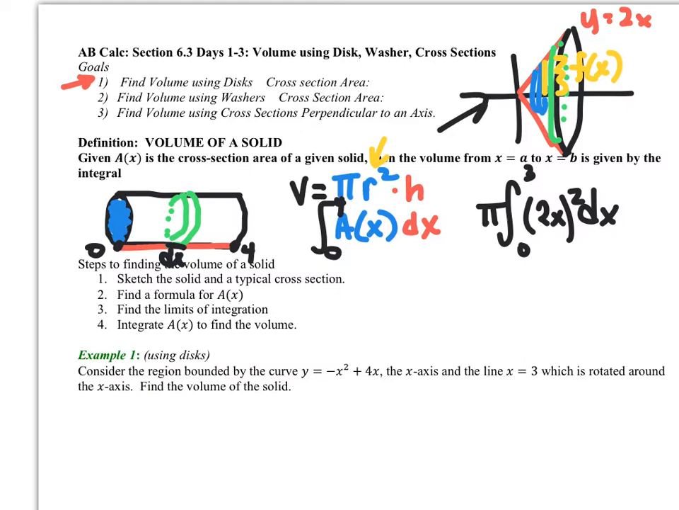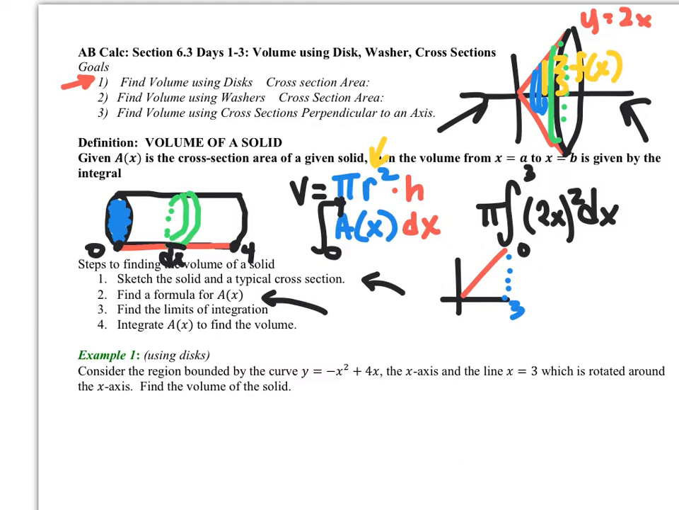Okay, so some steps to finding the volume of a solid is to sketch and find the typical cross section, find an area formula. Your cross section in this example up here would be a triangle. If I were to sketch out from 0 to 3, I'd have a cross section of a triangle, and I'd be rotating that around the x-axis. So that's my cross section.